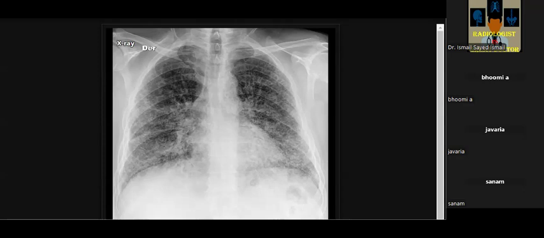There is no sparing of the lung bases or the costophrenic angles. Both costophrenic angles appear normal. There is no evidence of pleural effusion. The cardiac contour appears normal. The hilar shadows appear normal. There is no evidence of hilar or paratracheal lymphadenopathy. The visualized bones appear normal.